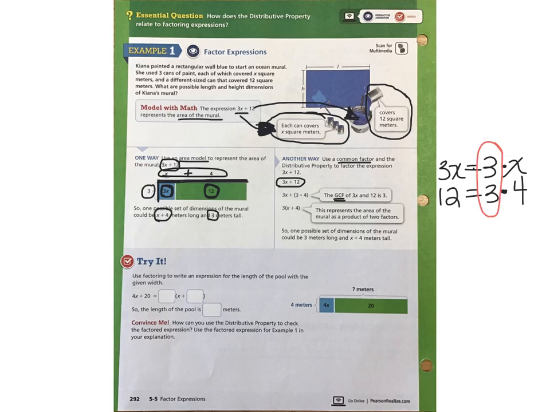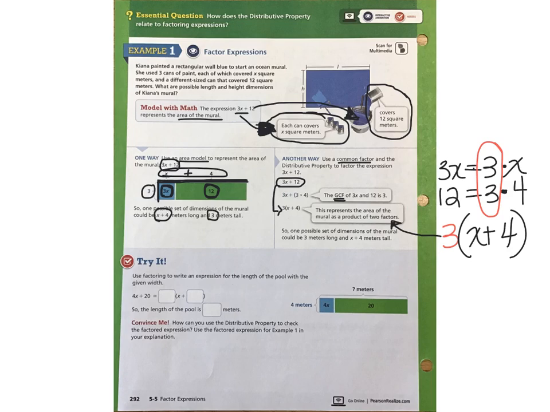So now we're going to use the opposite of that distributive property, and we're going to pull that 3 out in front of those parentheses, and then we're going to group together the terms that are left, the x and the 4, and add them together. So we're taking our expression apart. So that's what you see here, and we write it as the product of those two factors.